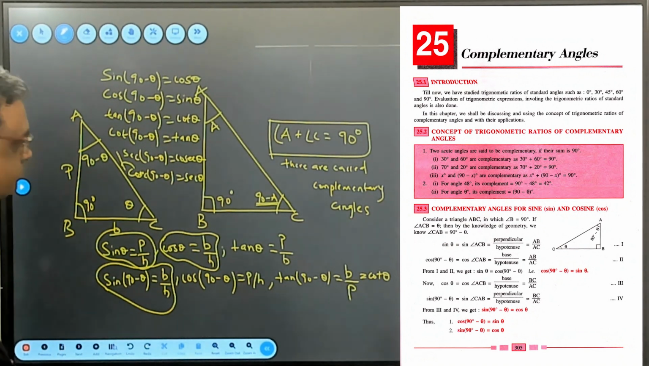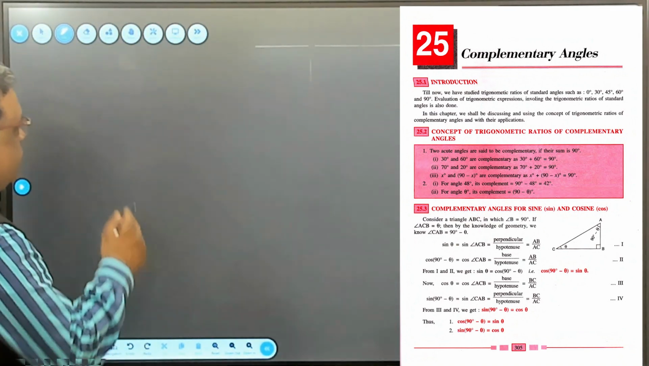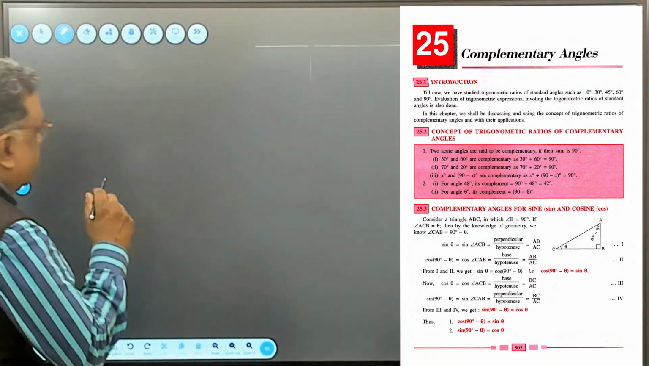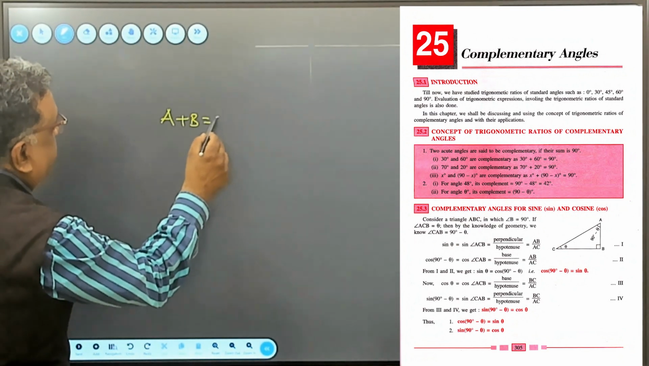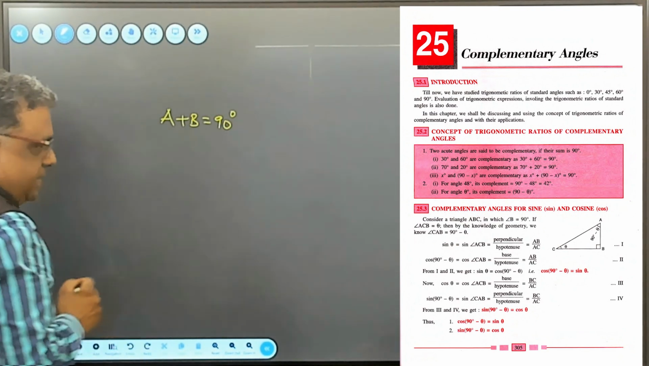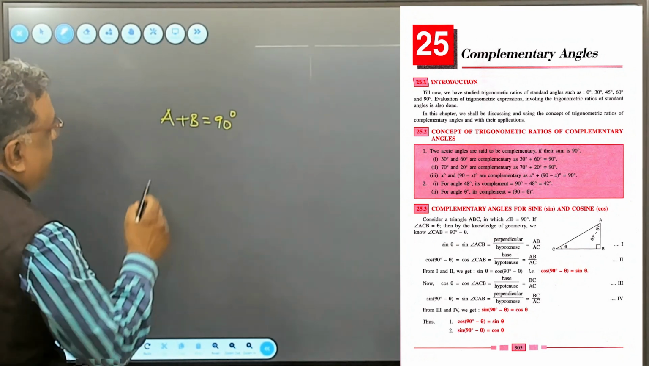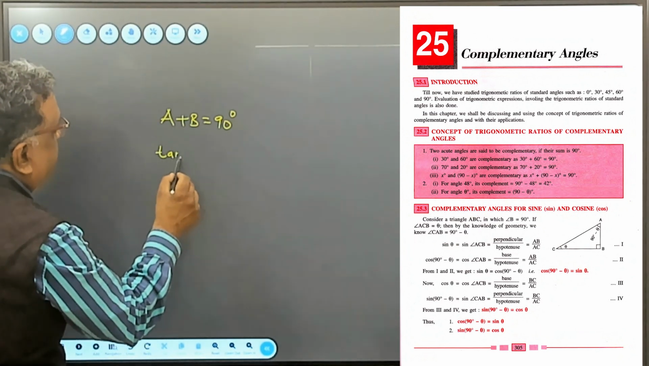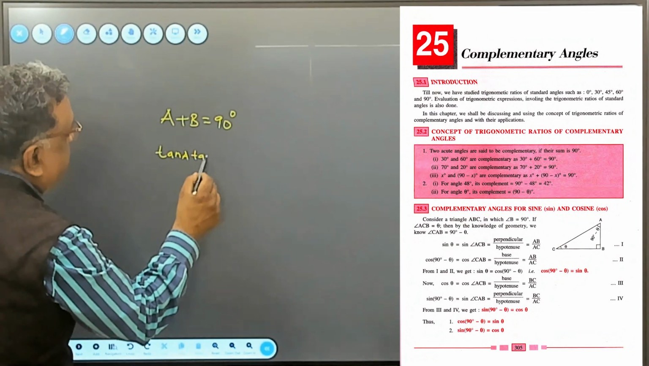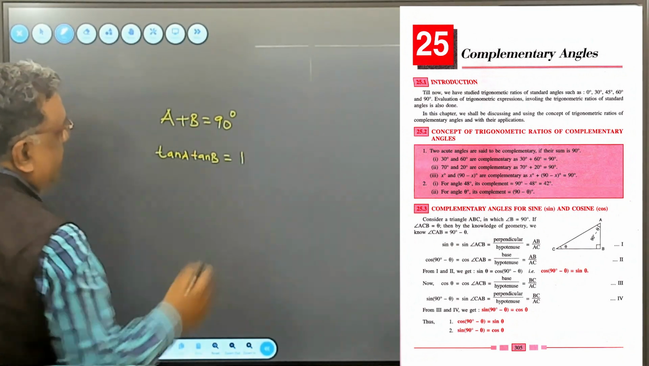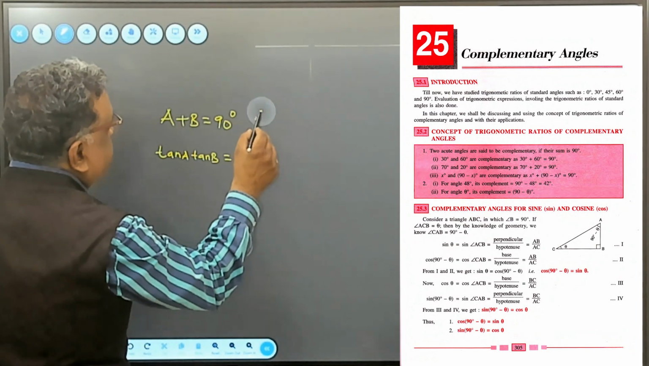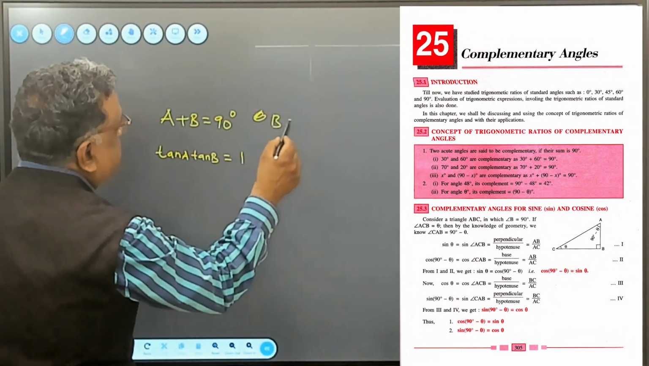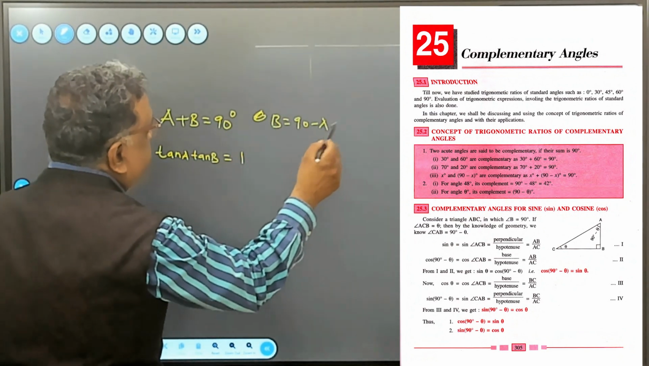Another concept. If two angles are complementary to each other, let us say A plus B is 90 degrees, right? So I want to find out the value of tan A into tan B. It is always going to be 1. Why? So let us say A plus B is 90 degrees, can I say B is 90 minus A? Yes or no? B is 90 minus A.